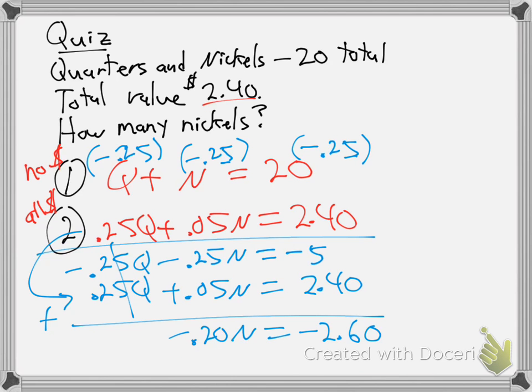Okay, so then finish solving for n. Just divide by minus 0.20. Like that, divide both sides by minus 0.20. Cancels out, n is 13, huh? 13 nickels, that answer wasn't there, it's none of the above.